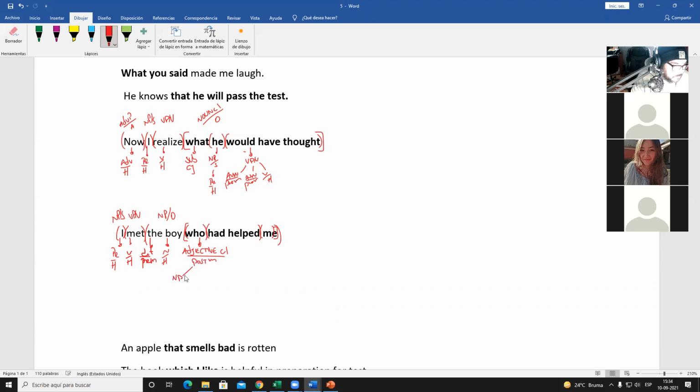Who is the noun phrase subject with the pronoun head, the relative pronoun head. Then the verb phrase verb had helped with the auxiliary verb had, premodifier as always, and then the verb head helped. And finally, me, this is the noun phrase object with the pronoun head, and that's it. Let's remember that adjective clauses work inside of noun phrases, just like the one I already did.